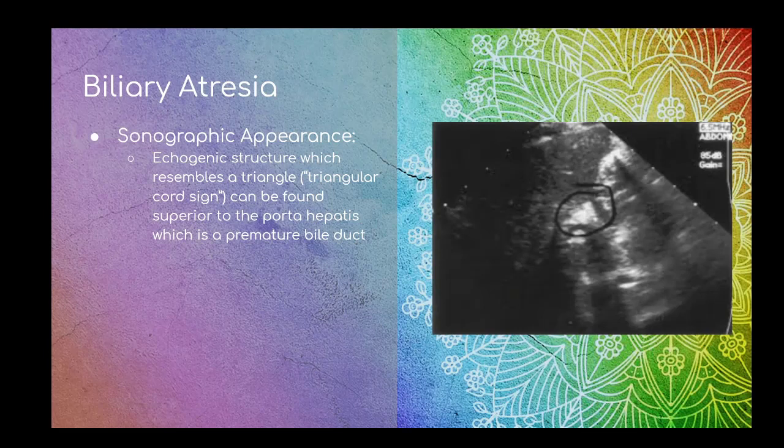So biliary atresia means that the biliary tree did not develop. Sometimes it includes that the gallbladder didn't develop, but usually it's the common bile duct that didn't develop. And this triangular cord sign is seen right where we would expect that common bile duct to be coming out. But what we're actually seeing is just kind of a bunched up area of what should have been the common bile duct, now a kind of ball of echogenic material. So it's right at the porta hepatis, kind of makes this triangle, and that's why we call it the triangular cord sign. And then of course there won't be any sort of common bile duct through this area.